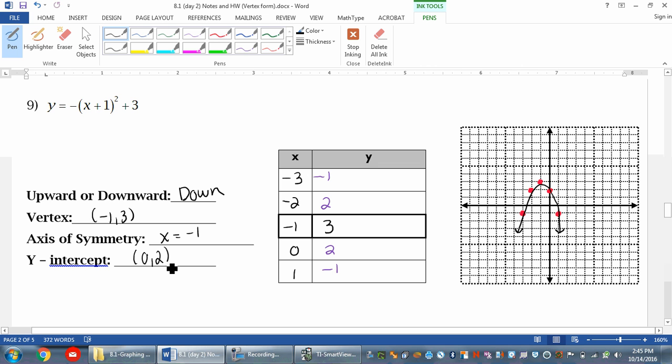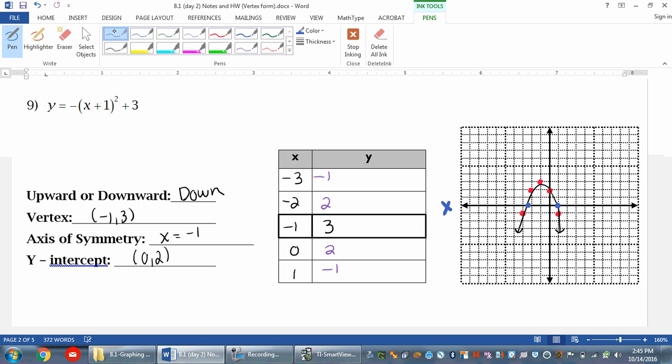All right, so number 9 is going to open down because that negative is in front of the parentheses. My vertex will be negative 1, 3. My axis of symmetry is x equals negative 1. And my y-intercept will end up being 0, 2. Now the question is, do I have any x-intercepts? Does my graph cross the x-axis? Yes, here and right here.